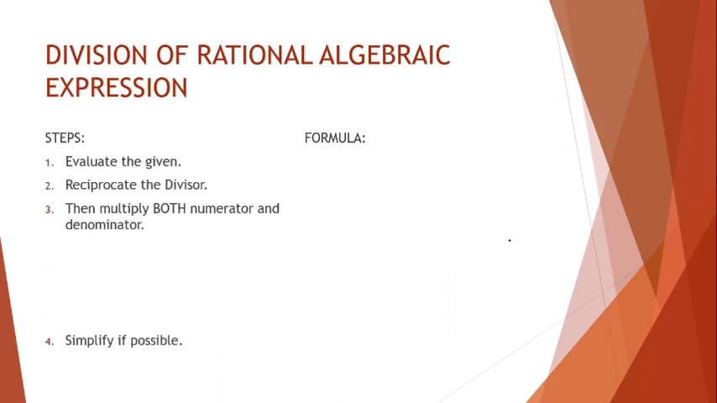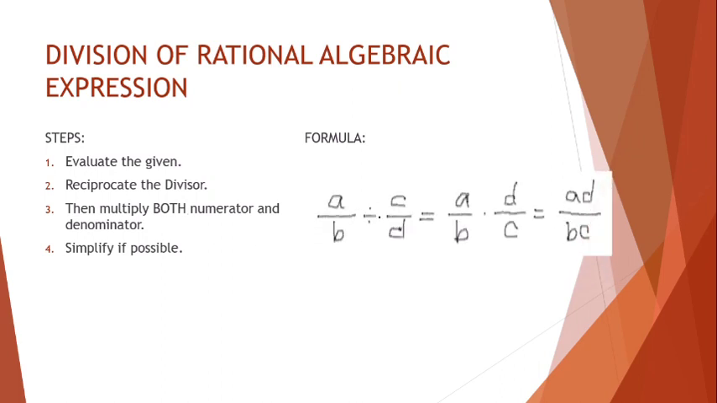Division naman tayo. Reciprocate the divisor, then multiply both numerator and denominators. Ano pong i-reciprocate again? Divisor. In the parts of division, this is the dividend and this is the divisor. Ano po ang tawag sa sagot? Quotient. Okay. Baka nakalimutan na.